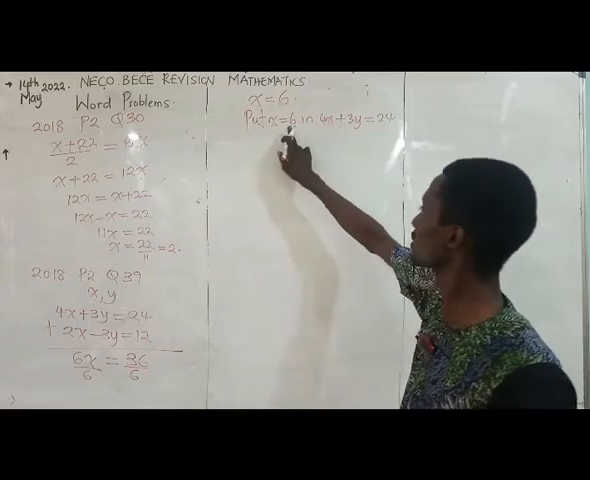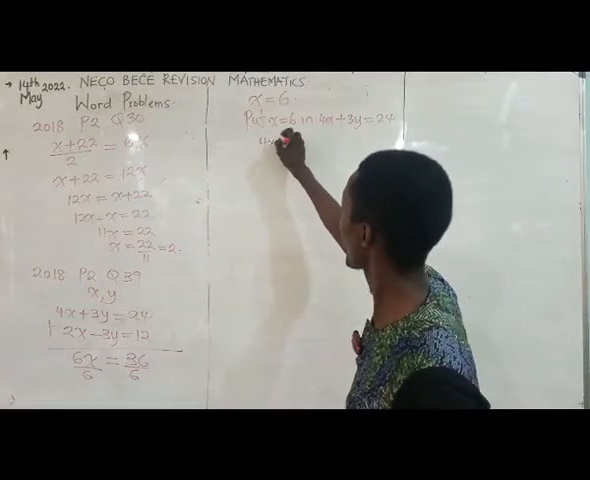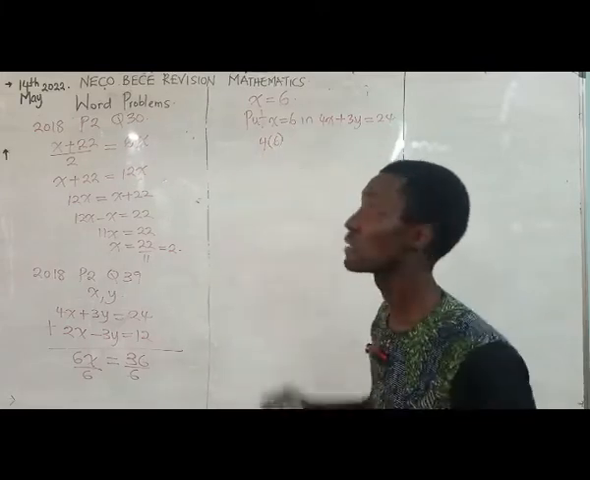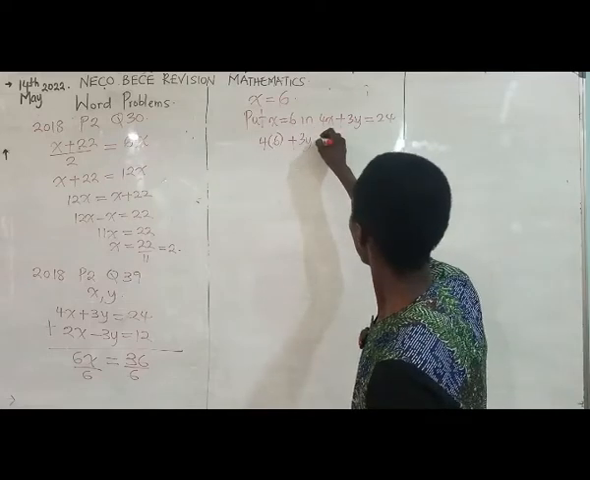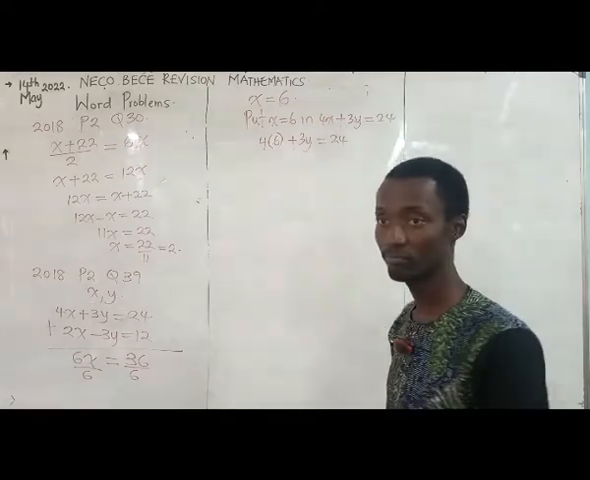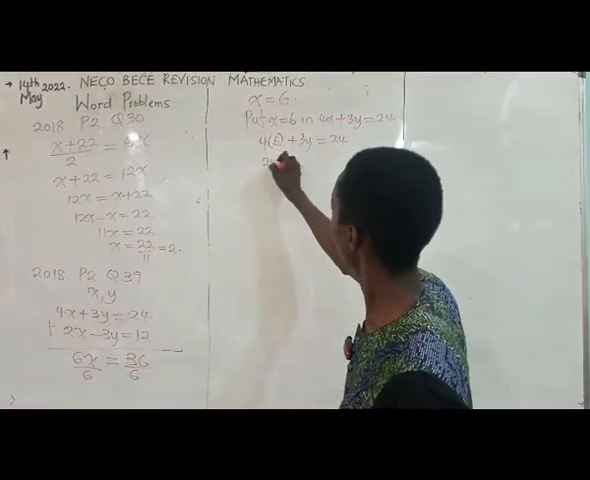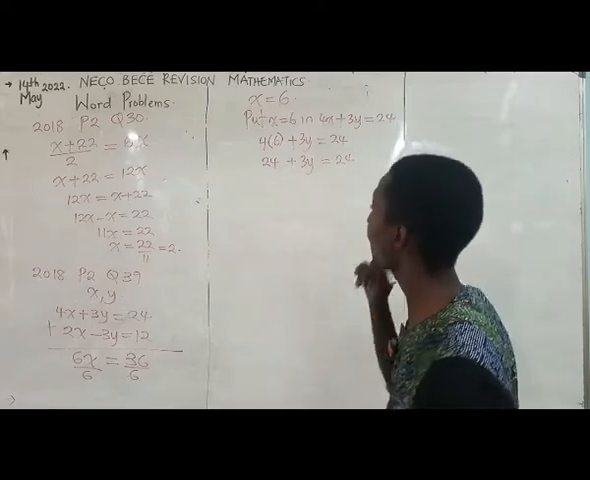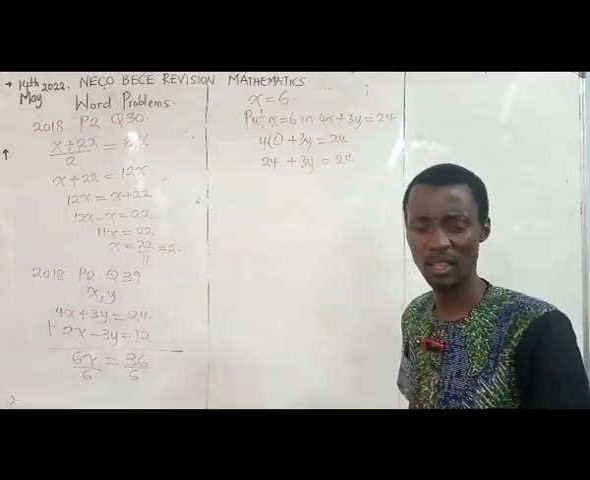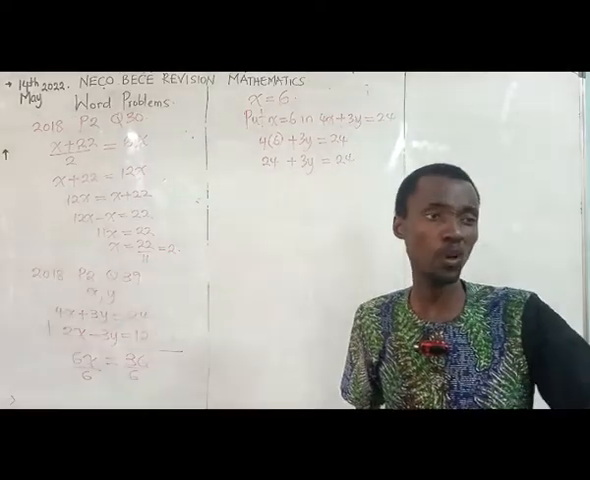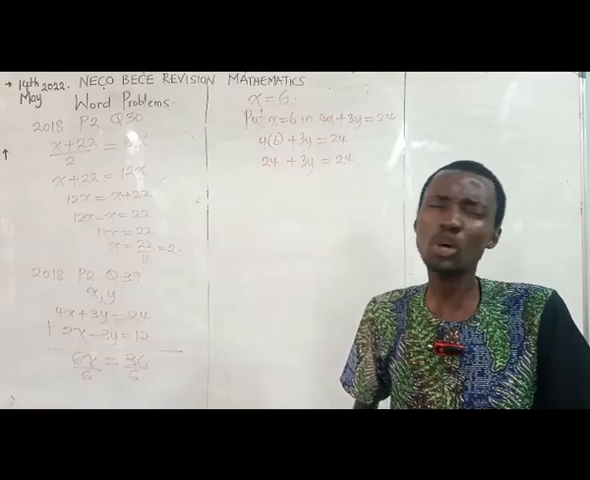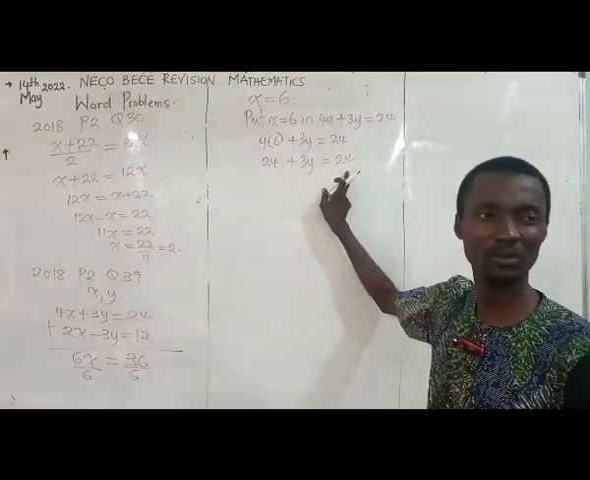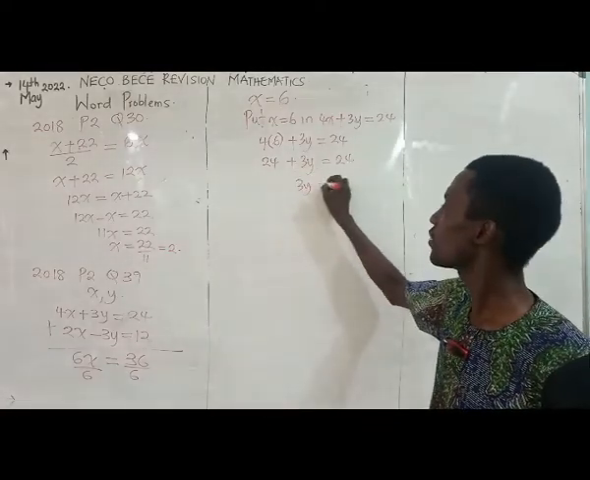So what is x? X is what? 6. So this will be 4 times 6. Usually we advise you to case it in a bracket. Plus 3y equal to what? 24. So what do I get from here? 24 plus 3y equal to 24. Alright. So what do you notice? This is where there is a difference in your solution process. Don't just get into this thing of wanting to work. If you're observant, 24 means that 3y must be equal to 0.